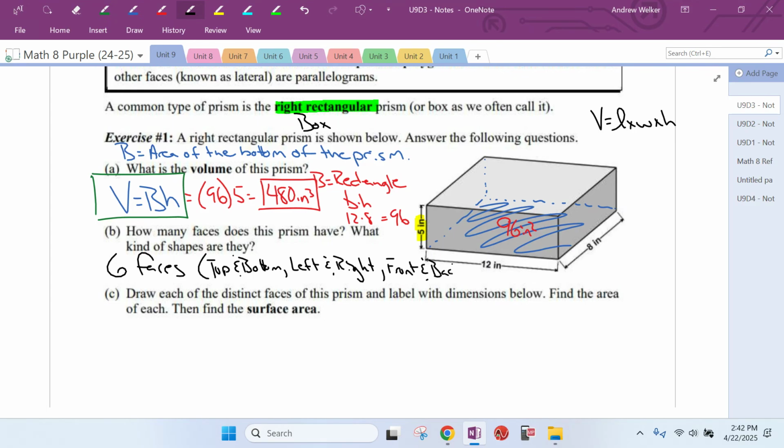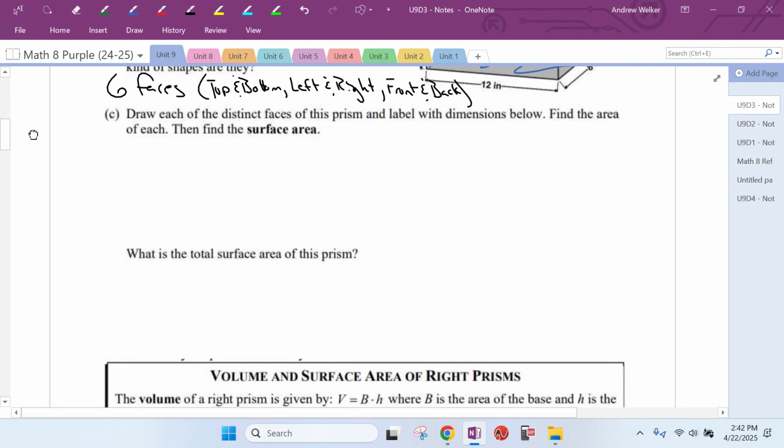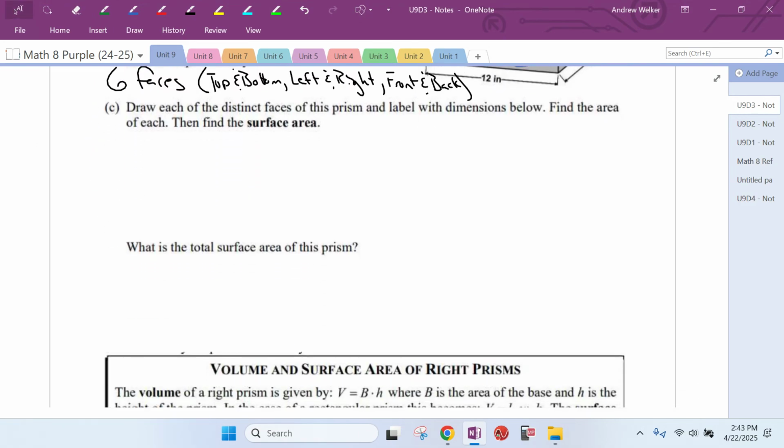And the good news is that in this right rectangular prism, the top and the bottom are the exact same rectangle. The front and the back are the exact same rectangle, and the left and the right are the exact same rectangle. So what they want us to do now is find each of the distinct faces.